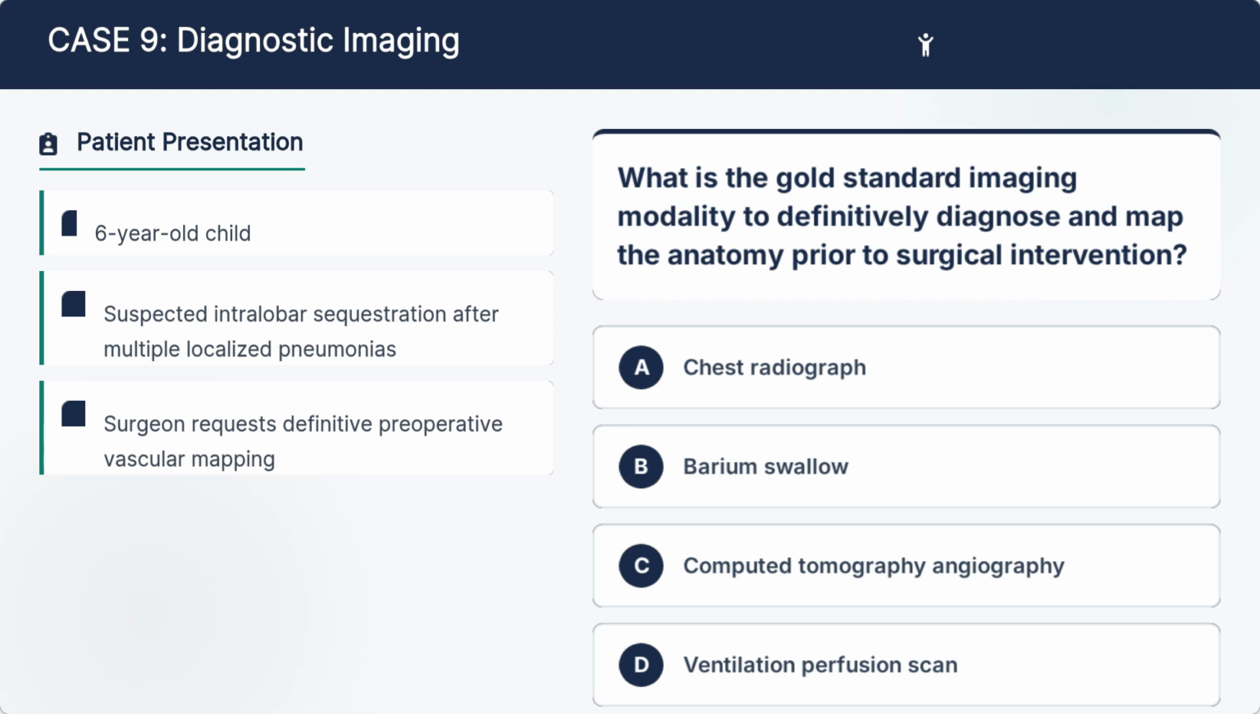Option A, plain chest X-ray with fluoroscopy. Option B, magnetic resonance imaging of the chest without contrast. Option C, computed tomography angiography with contrast. Option D, conventional catheter-based angiography. Think about which modality provides the most complete three-dimensional picture of both the vascular anatomy and the surrounding lung tissue.